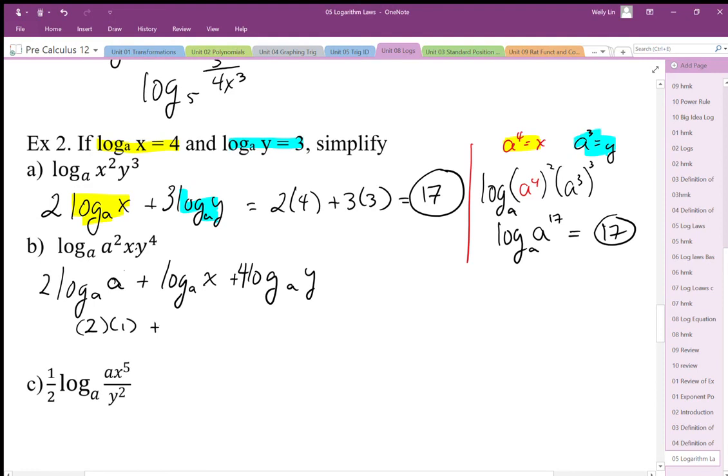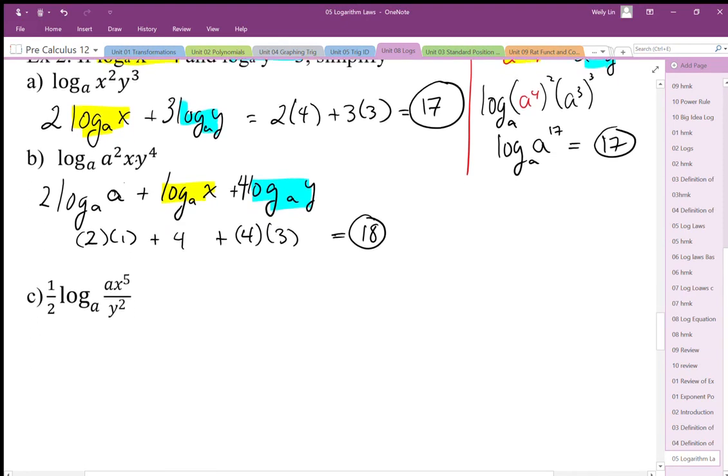And anytime you have a common base with a log and inside the argument, that should be worked out as a number. Log base a of x, well, we know that that's equal to 4. So we're going to go plus 4. And that's going to be 4 times log base a of y. We already worked that out as that's equal to 3. So times 3. So 2 plus 4 is 6, plus 12 is, I'm getting 18.